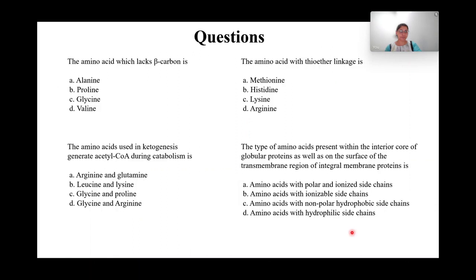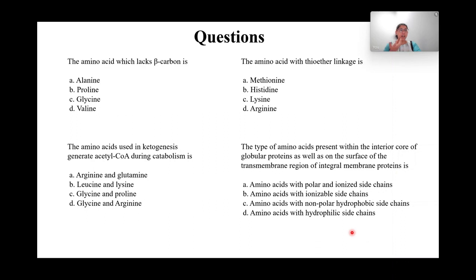Now, there are some questions here from the previous assignments. I'll read the questions and give you some 10 seconds to see if you can answer them. The first is the amino acid which lacks a beta carbon. Beta carbon is any carbon in the R chain other than the central carbon. The central carbon of the amino acid is called C alpha, or the alpha carbon, and any other C in the R group is called a beta carbon. So which of these amino acids lacks a beta carbon?